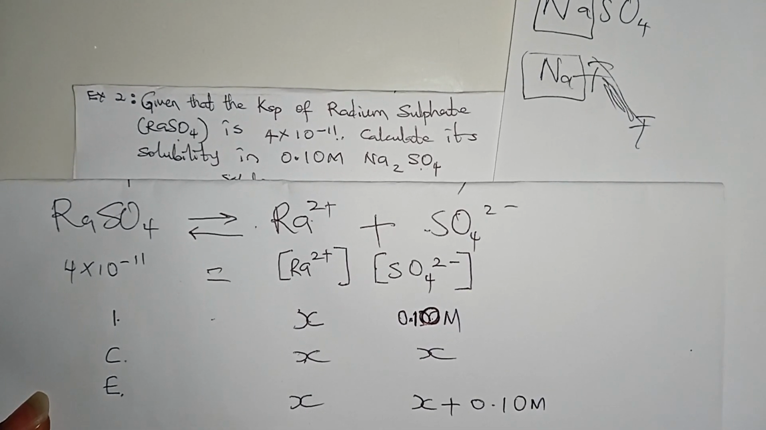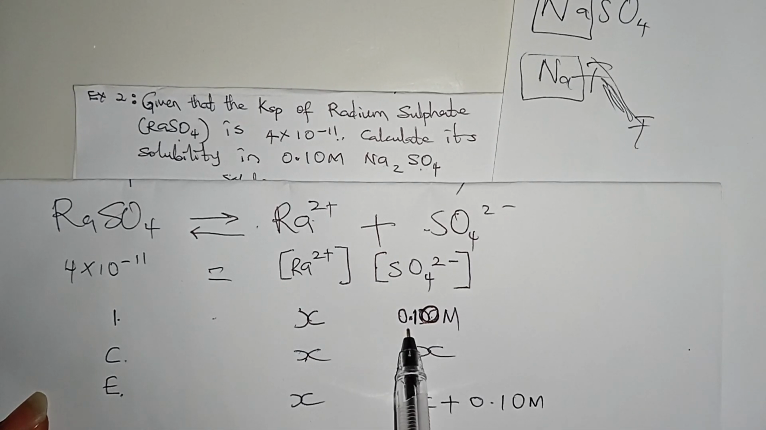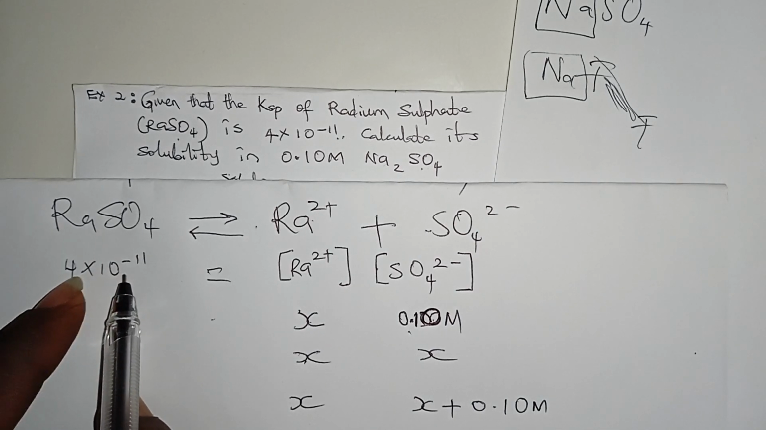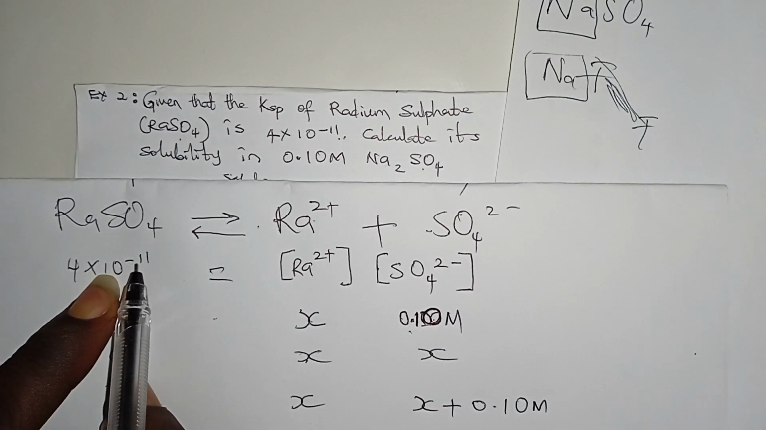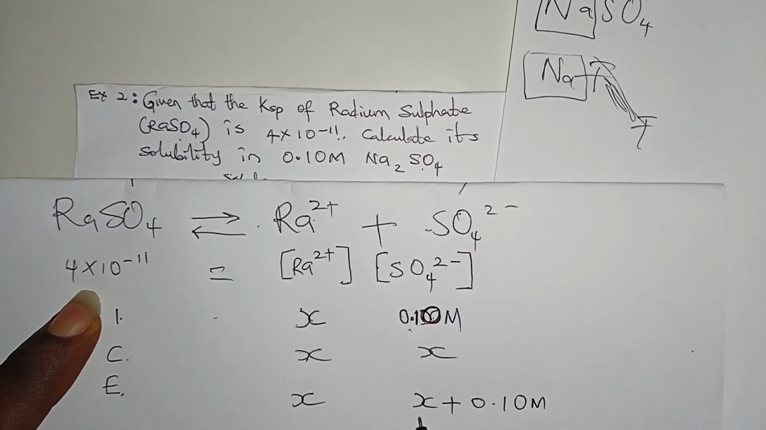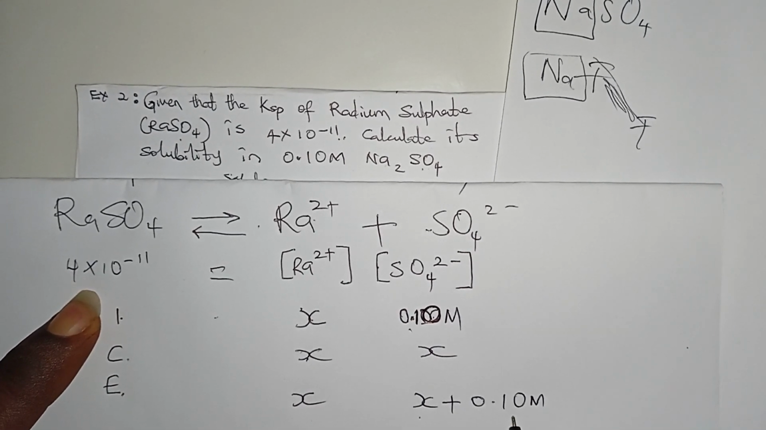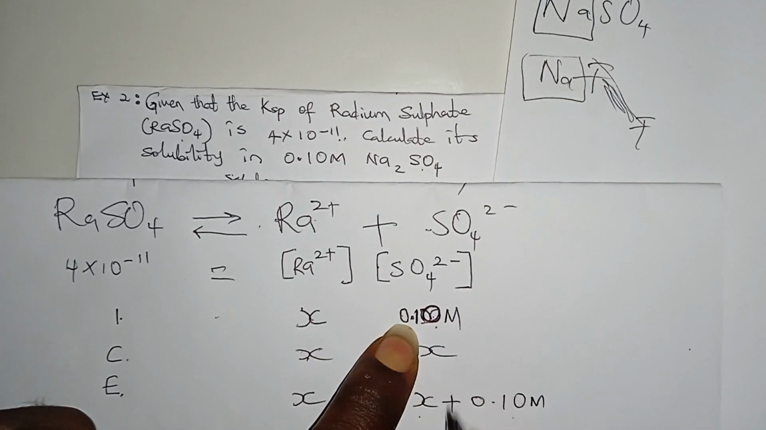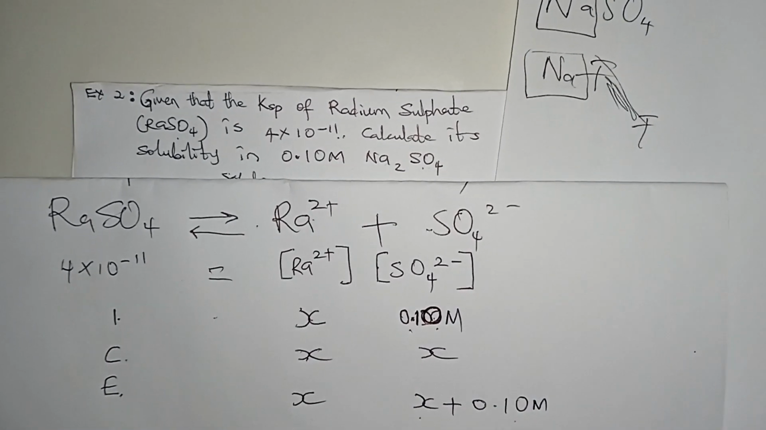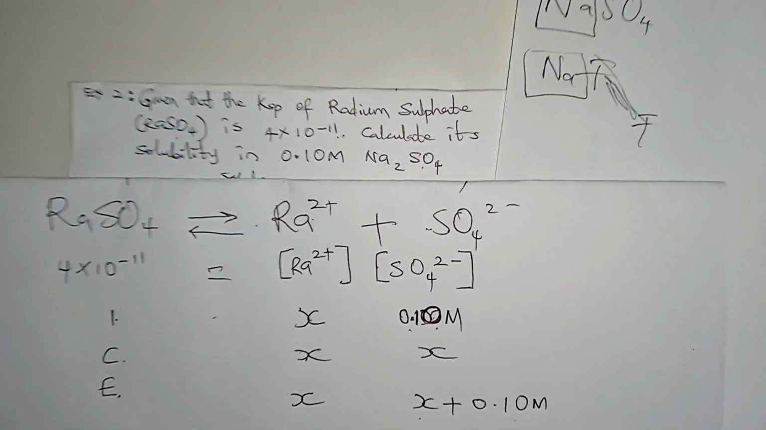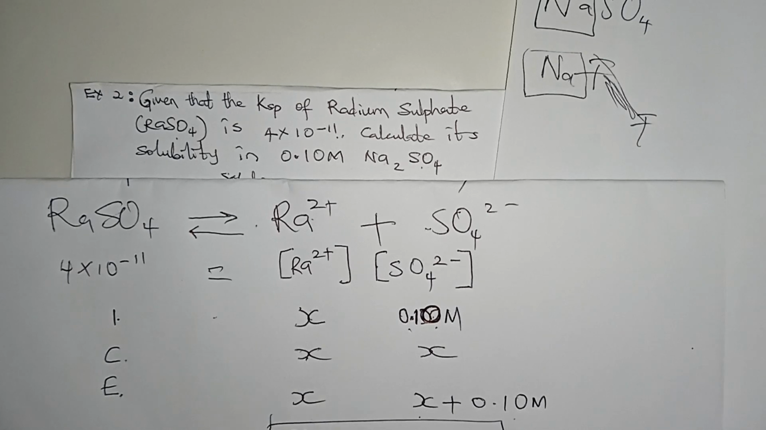But you need to notice something. Whenever you are given this initial concentration, and you look here, you see that this particular Ksp, raised to the power minus 11, is very small. So it is very, very low, which means that if you add the x to this, it will still give you a value that is about 0.10 M. So for that reason, just take the sulfate concentration as 0.10 M. So this is what you are carrying out.